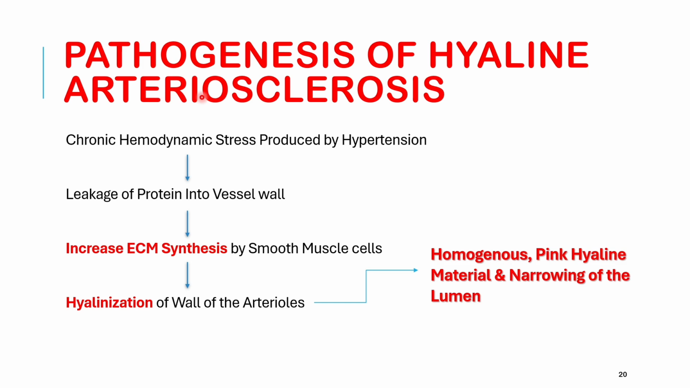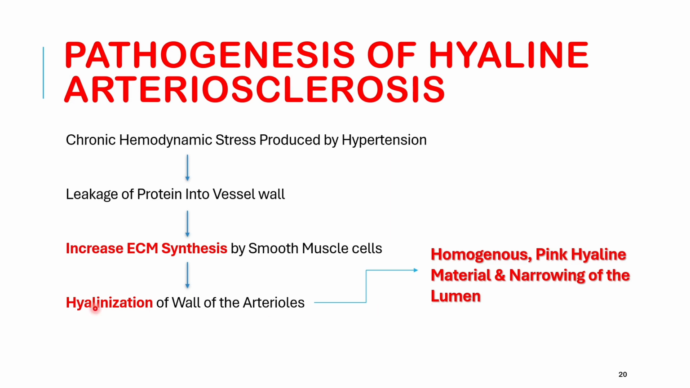So what is the pathogenesis of hyaline arteriosclerosis? Because of chronic hypertension, you will have chronic hemodynamic stress, which will lead to endothelial blood vessel damage. Because of that, there will be leakage of protein into the vessel wall from the plasma. We know that in a vessel lumen, in the middle, there is a plasma flow. So if you have endothelial damage, the plasma will leak, protein will leak into the vessel wall. And because of growth factor release, you have chances of increased extracellular matrix synthesis by smooth muscle cells. Extracellular matrix means you have more proteoglycans, you have more collagen deposition. And because of collagen deposition, there will be homogeneous pink hyaline material deposition, pink colored thickening of the vessel wall, which will ultimately lead to narrowing of the lumen.